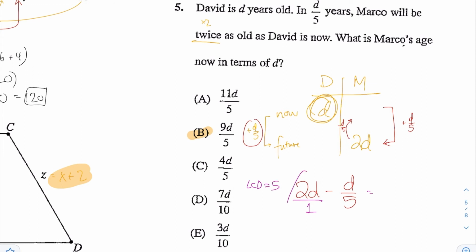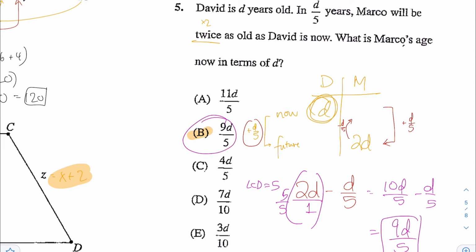If you multiply that by 5 over 5, that would be 10D over 5 minus D over 5. And the numerator will be 10D minus D, or 9D. And the denominator stays the same. So the answer will be choice B, 9D over 5. So again, to solve these age problems, you want to set up a chart. So Marco's 9D over 5 years old. If you add D over 5, that would be 10D over 5, or 2D. So 2D is 2 times D.